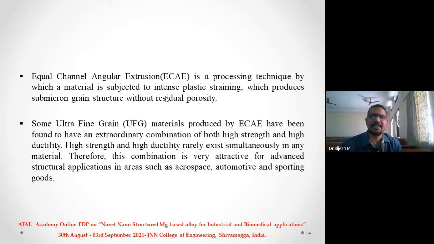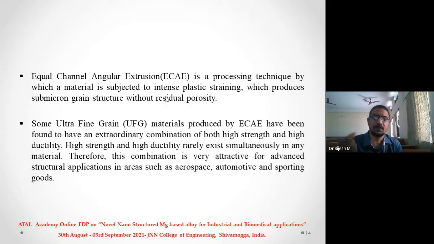This is a processing technique by which material is subject to intense plastic straining, which produces submicron grain structure without residual porosities. You will not get porosities here. And the grain size goes to submicron, less than 10 microns is what I mean. You can get an ultrafine grain. That's one of the reasons why I took this subject for magnesium nanomaterials.